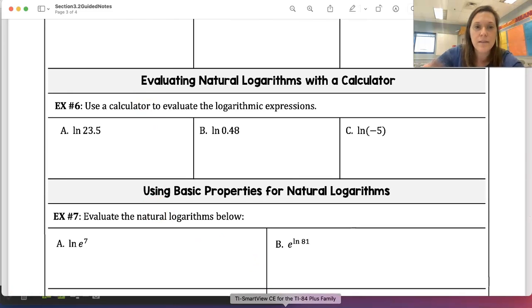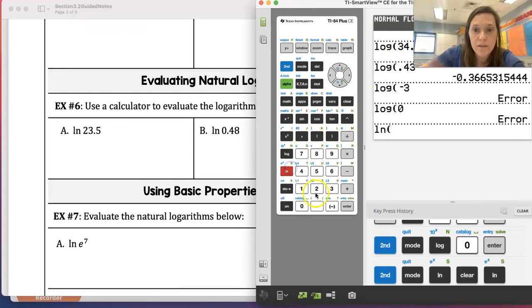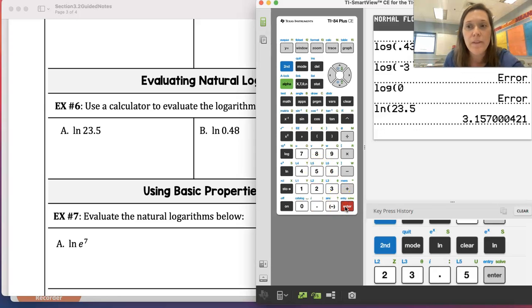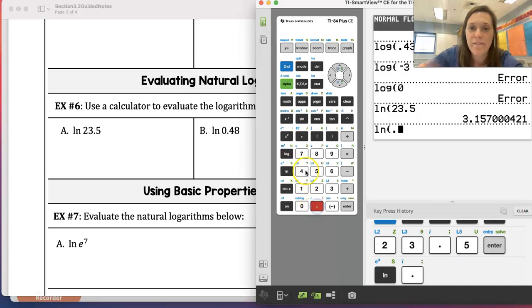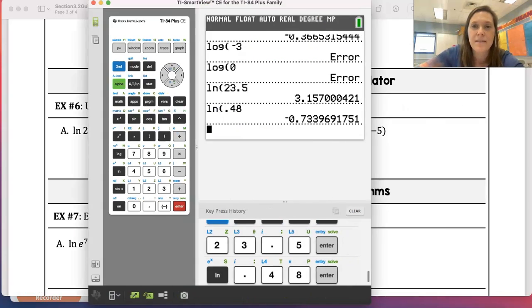Calculator, here we go. ln of 23.5 is 3.157. Write it down. ln of 0.48 is negative 0.733969. Write it down.